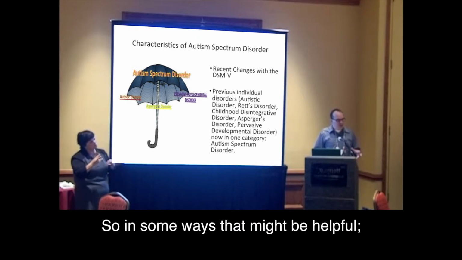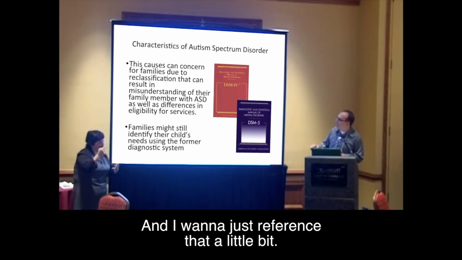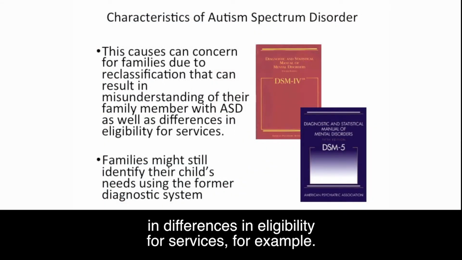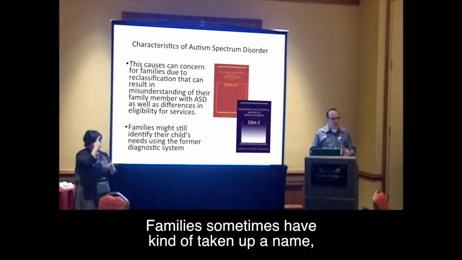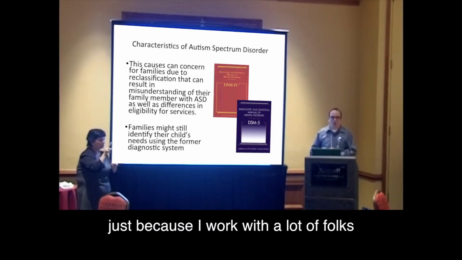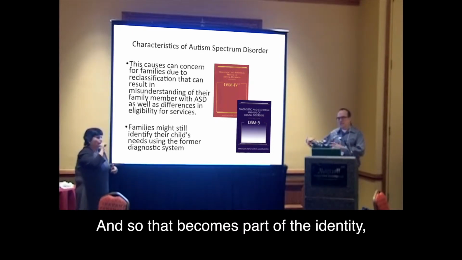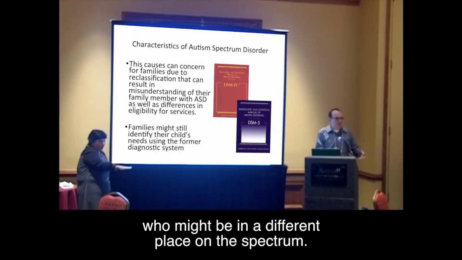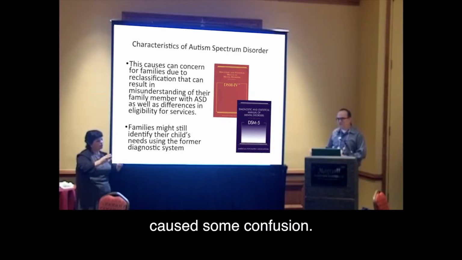So in some ways that might be helpful, in other ways it's not so helpful. And I want to just reference that a little bit because that reclassification sometimes can result in differences in eligibility for services, for example. And also it can cause some confusion for families. Families sometimes have taken up a name like Asperger's, because I work with a lot of folks in the Asperger's community and I know what a big deal this is for them. And so that becomes part of the identity or the way that they describe, for example, the difference between their child and another child who might be in a different place on the spectrum. And so this reclassification has in some ways caused some confusion.